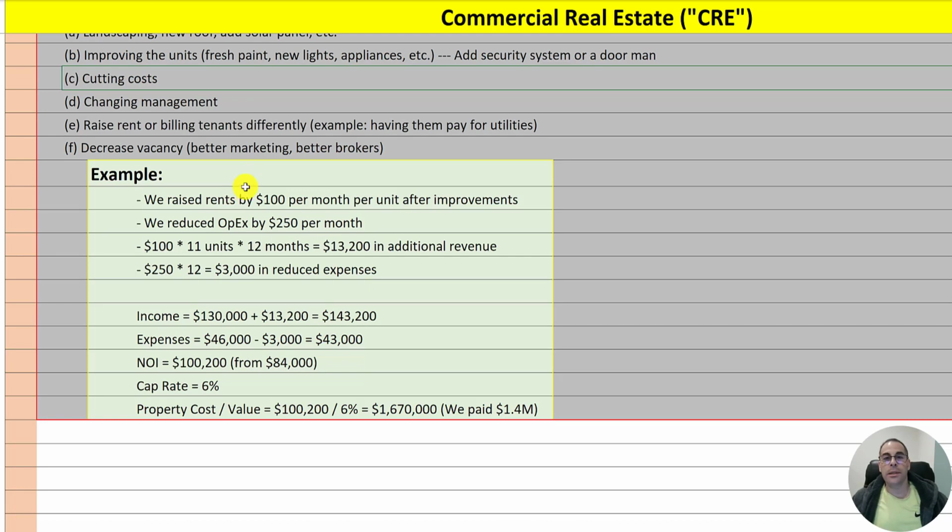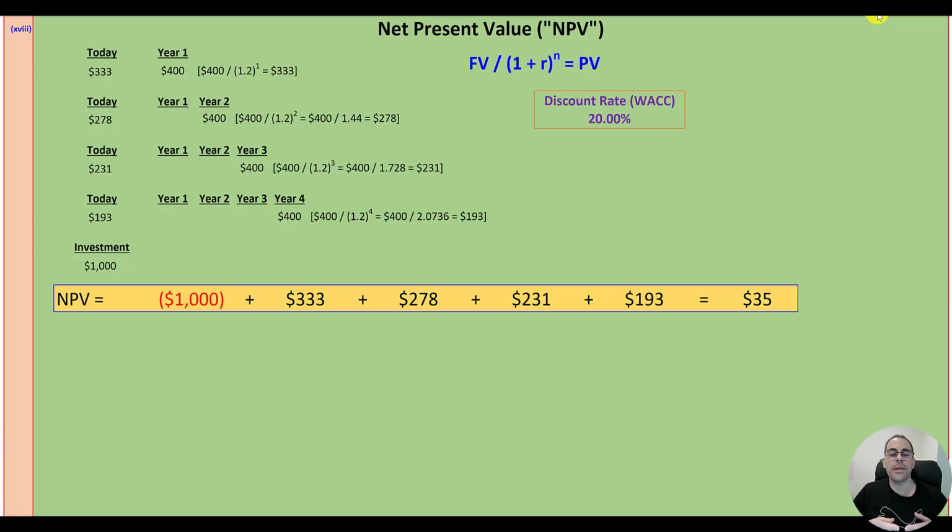Or we can just maintain the property, collect the rents each month, and manage it. Some real estate developers buy the property, fix it up, charge higher rents, then sell to someone else. And there's other real estate developers that keep the property and just run it year after year and collect that monthly coupon payment. I'll show you step by step how to calculate the IRR, internal rate of return.